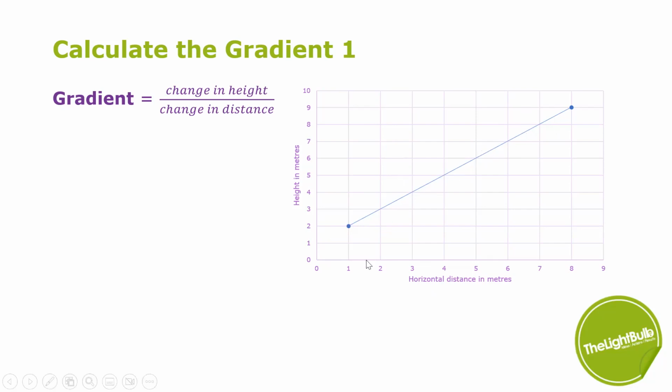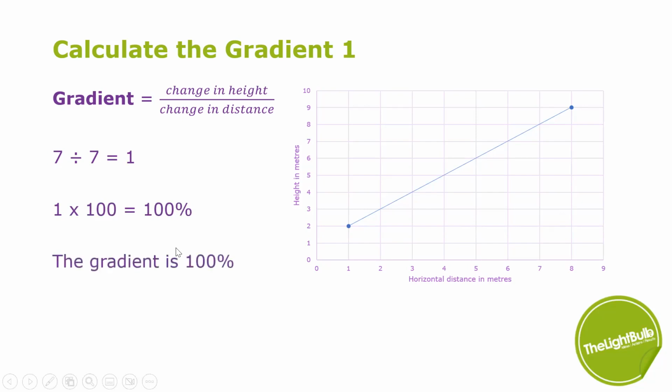And then if we're looking at the horizontal distance, we're looking at the distance between 1 and 8 meters, which again is a distance of 7 meters. So this one actually turns out to be quite straightforward. That 7, the change in height, divided by the change in distance, which is also 7, equals 1. So we can say that the gradient is 1, or if we want to put it as a percentage, we can just times that by 100 and say the gradient is 100%.